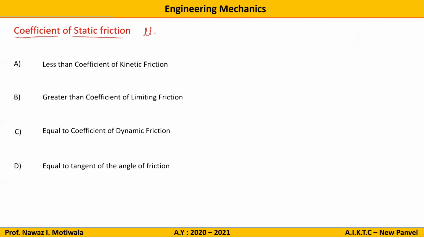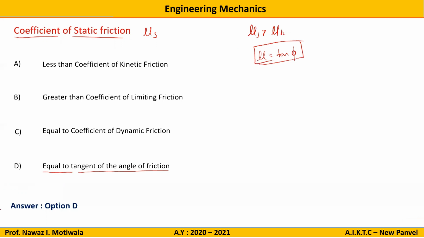Is the coefficient of static friction, mu S, less than the coefficient of kinetic friction? No. Is it greater than the coefficient of limiting friction? Is it equal to the coefficient of dynamic friction? Is it equal to the tangent of the angle of friction? We have studied that mu S is greater than mu K, so that option is not available here, but we have the option: is equal to the tangent of the angle of friction, which is phi. So mu is equal to tan phi is the correct relation. This is the answer, option C.